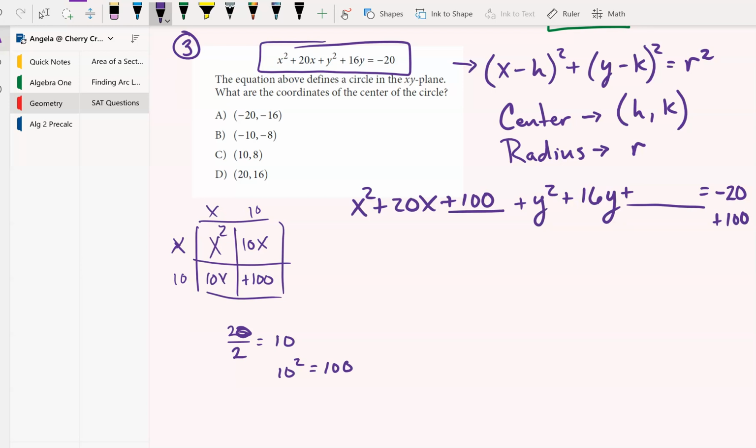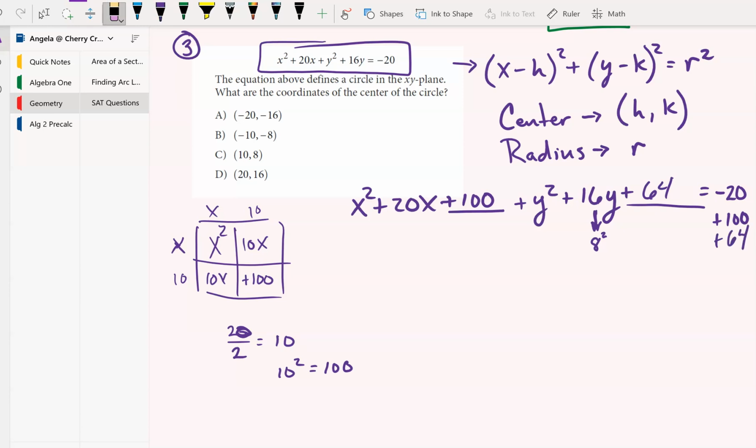And then kind of the same thing. I'm just going to do this one a little quicker with some mental math over here. Half of 16 is 8. 8 squared is 64. 64 is what I'm going to be adding to both sides of my equation.